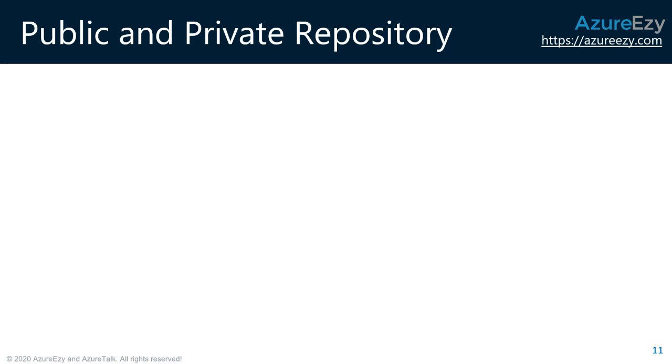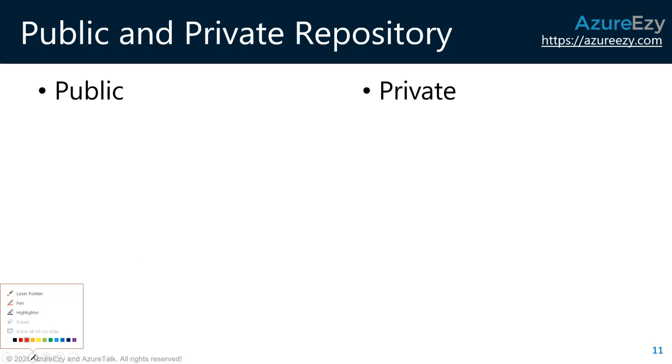Now, when you talk about package management systems, there are two types: one is public and one is private. Public is when you host your packages and they are publicly available on the internet; you call it a public package repository. And if you host it in an internal, on-premises world, you call it a private package repository system.